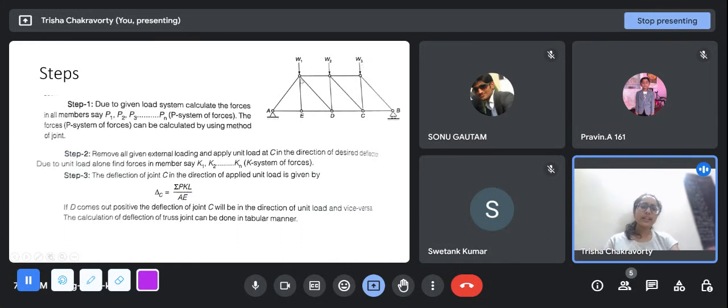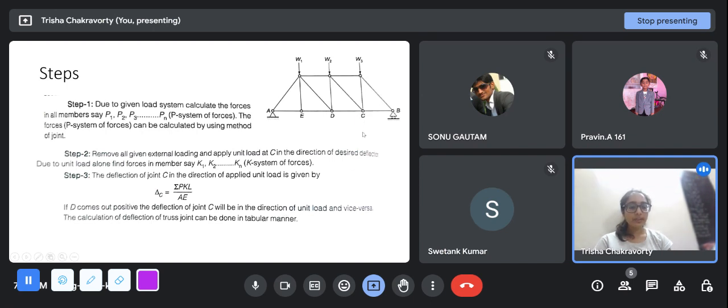Now of course, in common questions like what you are expected to encounter, you will mostly get the same cross-sectional area and Young's modulus for all the members. But if they vary, then you put the summation outside. Then for each member individually you have to calculate PKL by AE and add that. And if this value comes out to be positive, the deflection of the joint C will be in the direction of the unit load.